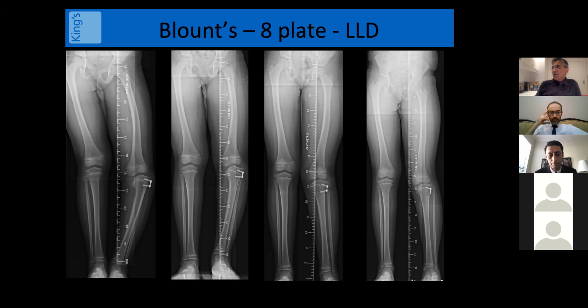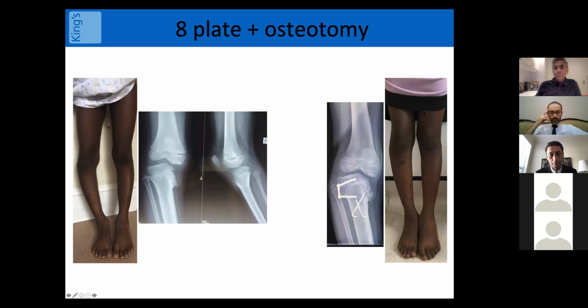And one of the biggest problems with H-plates is overgrowth of the fibula in relation to the tibia and leg length discrepancy. And here we have another option of treatment. H-plate and osteotomy is an option.